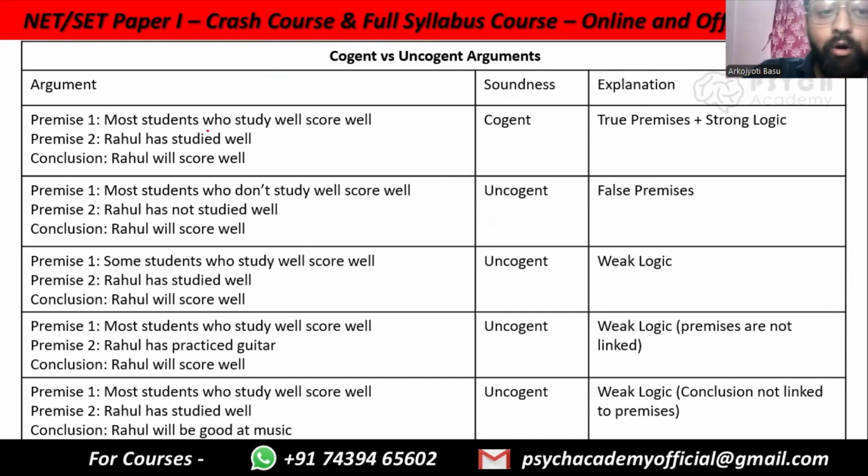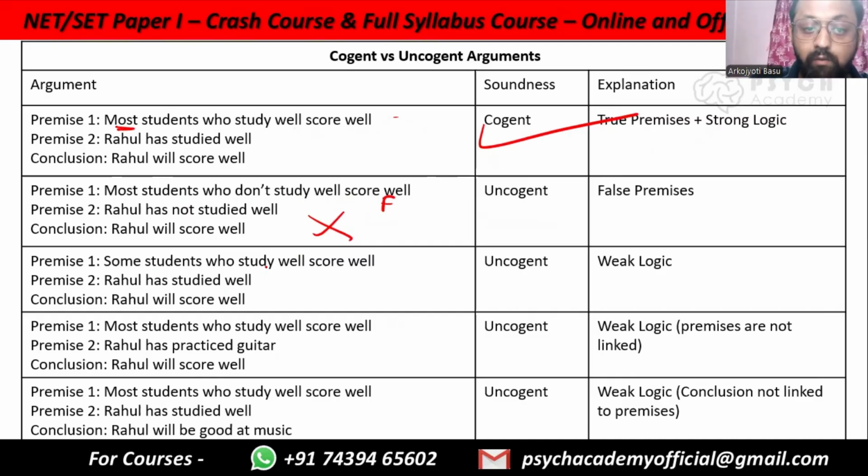Premise 1: Most students who study well score well. This is true. Rahul has studied well, we assume to be true. Hence, Rahul will score well. Starting from most, so it is true premises, strong logic, cogent. Most students who don't study well score well. This does not work. This is a false premise we are starting with, hence uncogent.